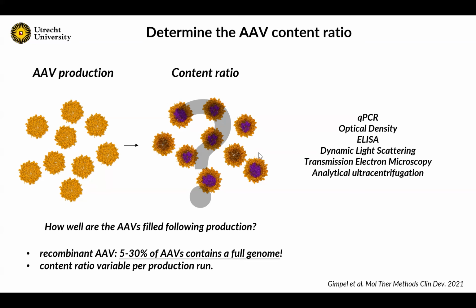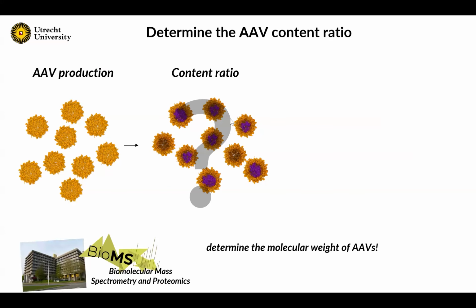There are already quite some techniques available to characterize this, to see how many AAVs of your pool actually have a genome. They are based, for instance, on PCR or on ELISA or electron microscopy. And kind of the gold standard, I believe, and which is often used, is ultracentrifugation. These techniques all have their advantages and disadvantages, but we are a group that is mainly focused on mass spectrometry, and we thought, okay, can we also develop a method based on mass spectrometry to answer this question of how many AAVs actually are filled and how many are empty.